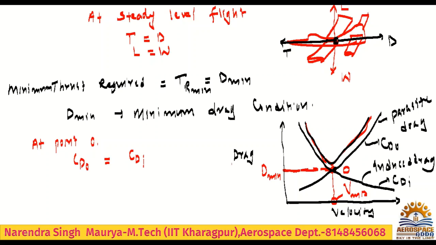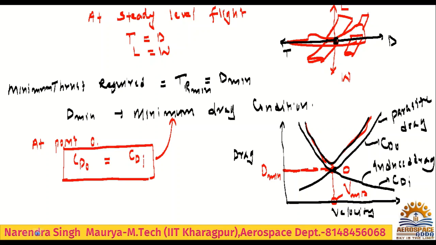Second thing, as I told you, the y-axis is the drag, so wherever it cuts, that value gives the minimum drag value, and the velocity at that point will be the minimum drag velocity. So at point O you got the minimum drag condition. What is the condition at minimum drag? It is nothing but CD naught equal to CDI. This is the minimum drag condition. Always remember.